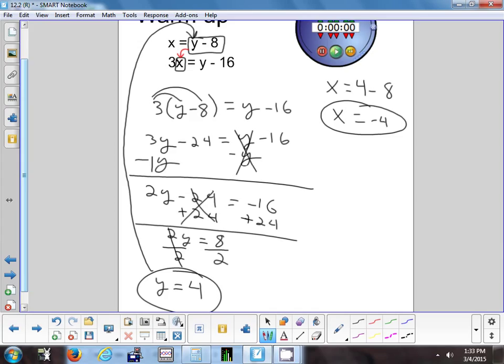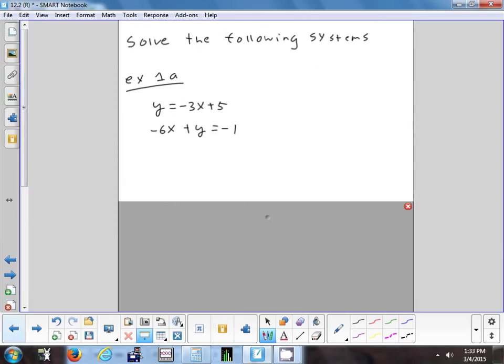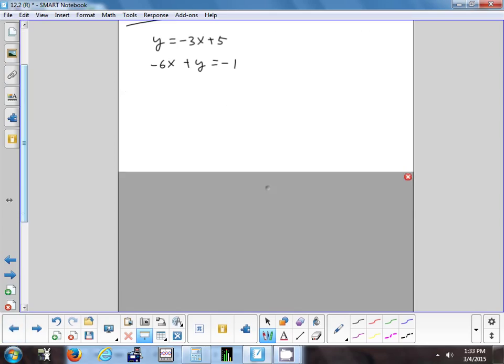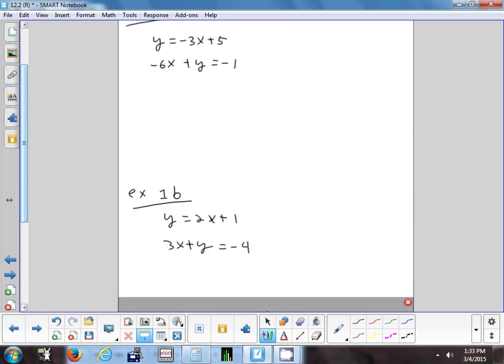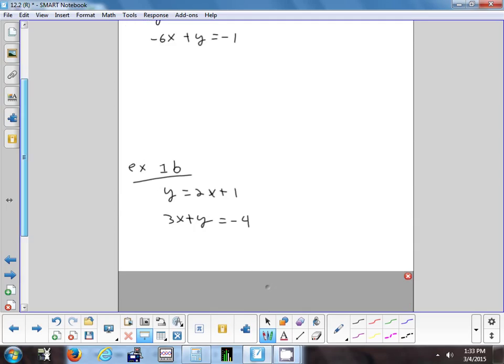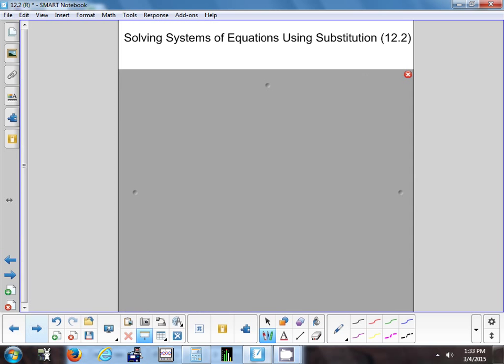So, every problem we did yesterday, which letter is already by itself here? Y. Which equation? Top or bottom? Top. Okay, we were all set. Which letter is by itself here? Y. Which equation? Top. There was already a letter by itself.